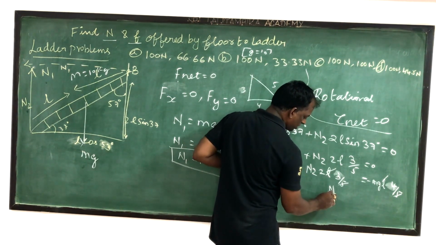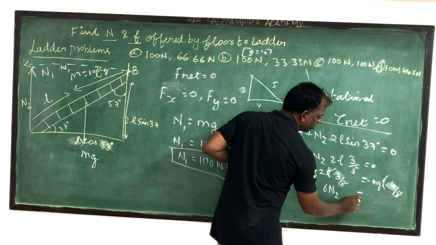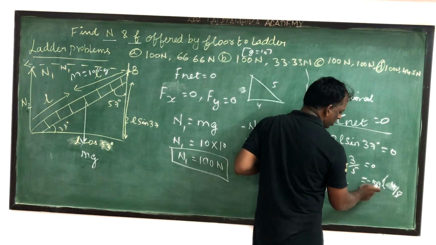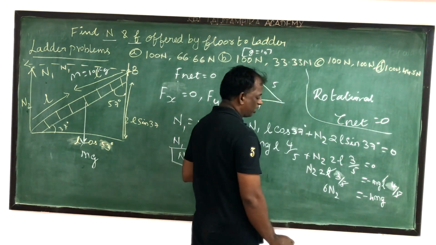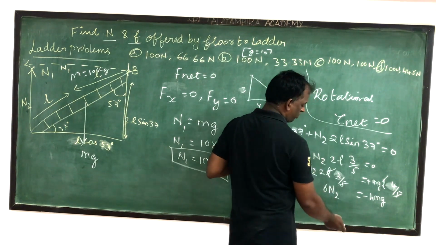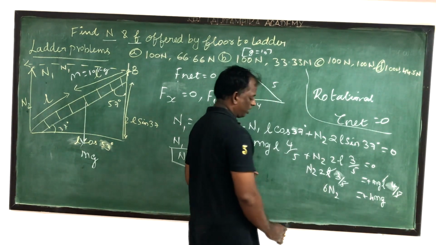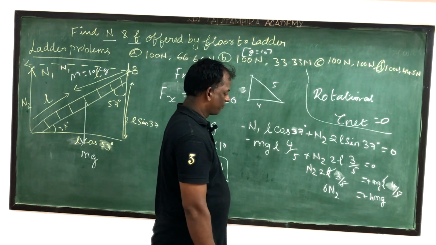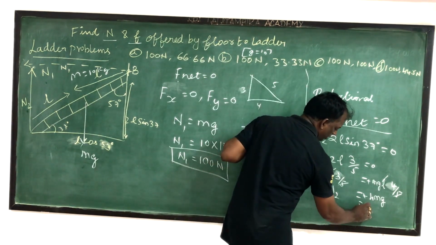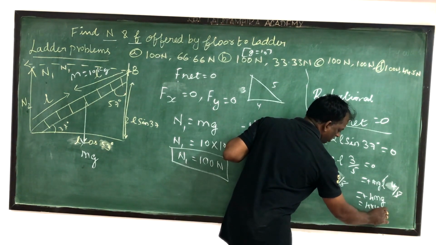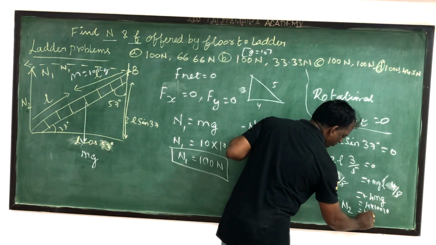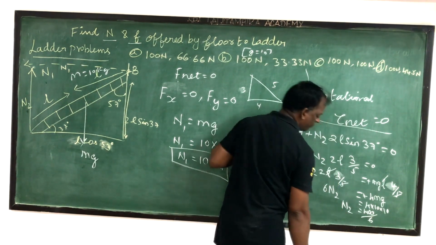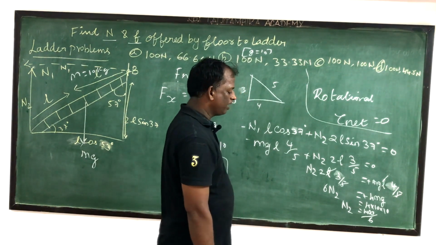N2, that is 3 2s are 6. 6N2 is equal to minus 4 mg. Why is there minus minus here? Here it will be plus, when it goes to the other side it will be plus. So it will be plus 4 mg. So what is the mg? The value of the mass is 4 into 10 into 10, that is 100. So N2 is equal to 400 divided by 6.